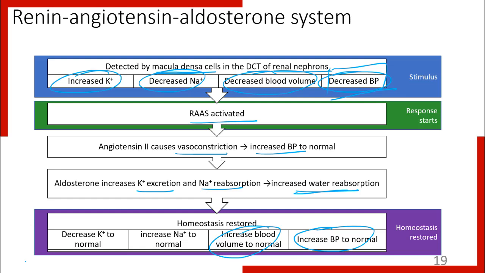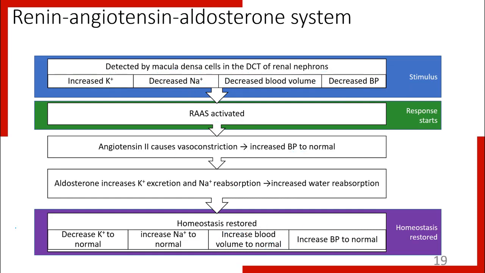So what you can see over here is the renin-angiotensin aldosterone system helps to maintain homeostasis, right? So if it's triggered by increased potassium levels, the effect is potassium levels decrease. Triggered by decreased sodium levels, then the effect is that sodium levels then increase and all that kind of stuff. So it returns to homeostatic levels.